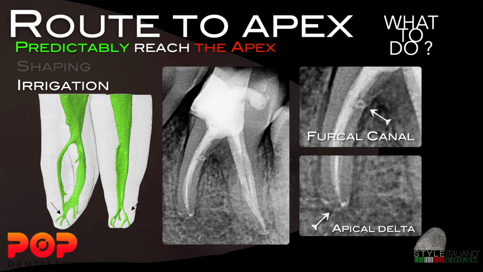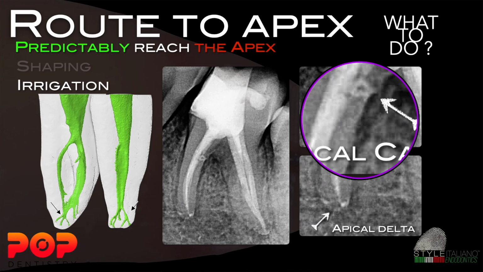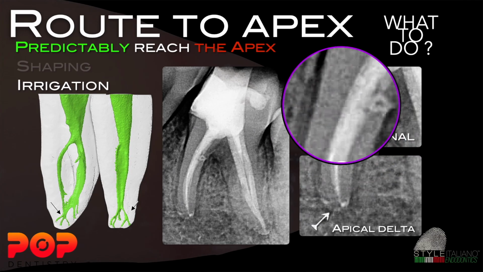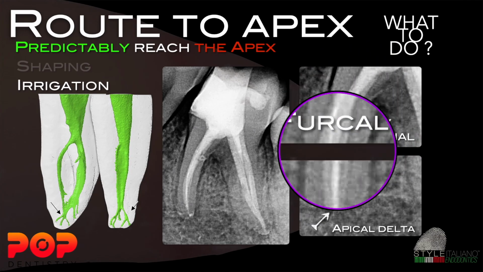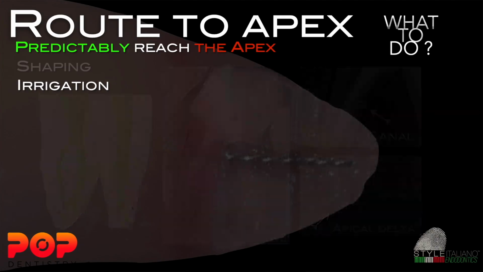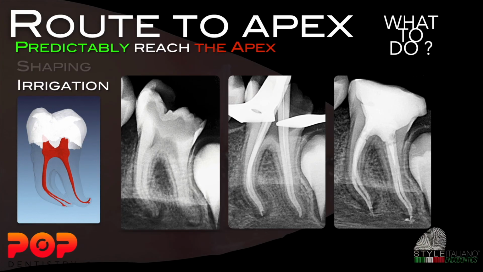In this case, you can see we have two different types of anatomy. In the same root, we have a focal canal and we have an apical delta. In a straightforward case, it's not a problem to deliver the irrigating solution to the apex, but the problem comes when we are trying to deliver the irrigant solution into the apical part of the root in curved canals.